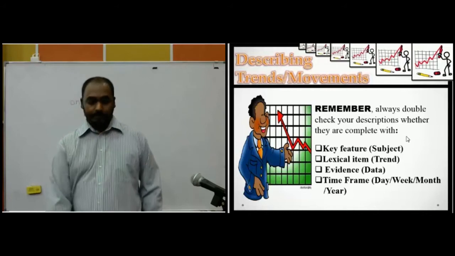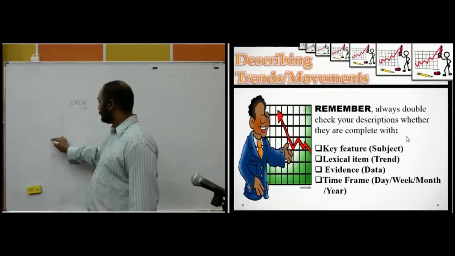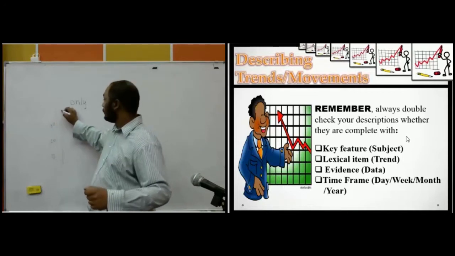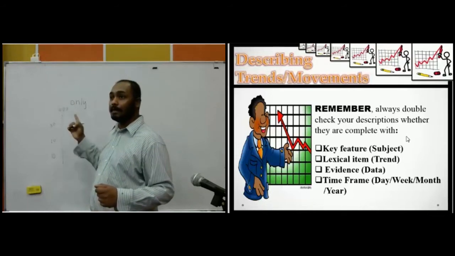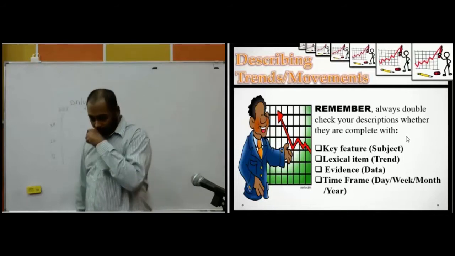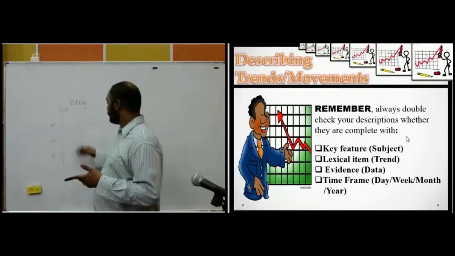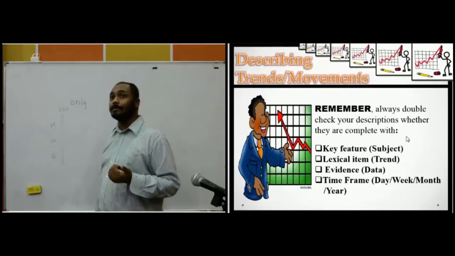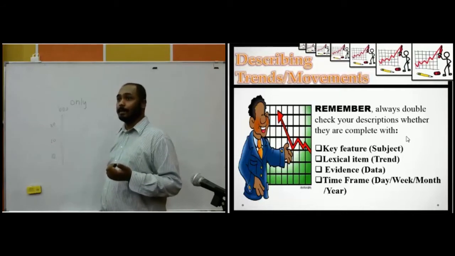For example, sometimes you may find a graph where they write 10, 20, 30. But what you have missed is the note that says thousands. So that means 10,000. So if you were saying sales increase from 10 to 20, then that is inaccurate. It should be from 10,000 to 20,000. Okay?